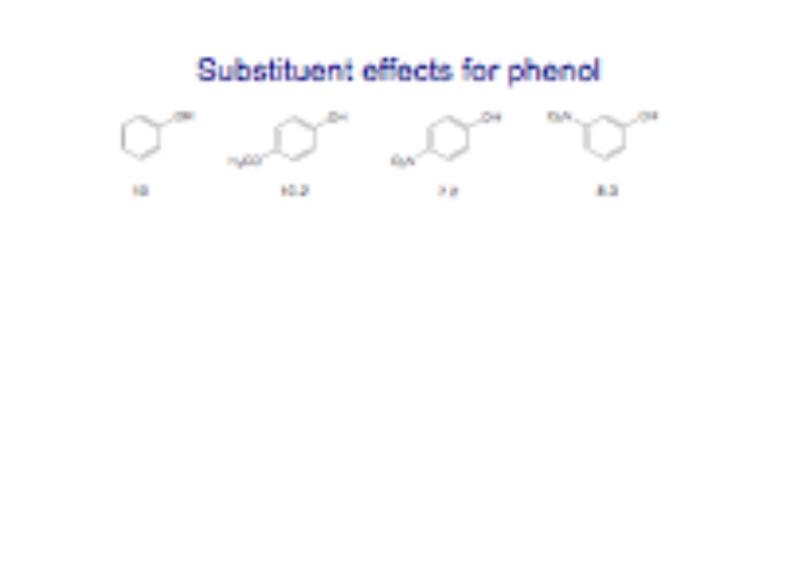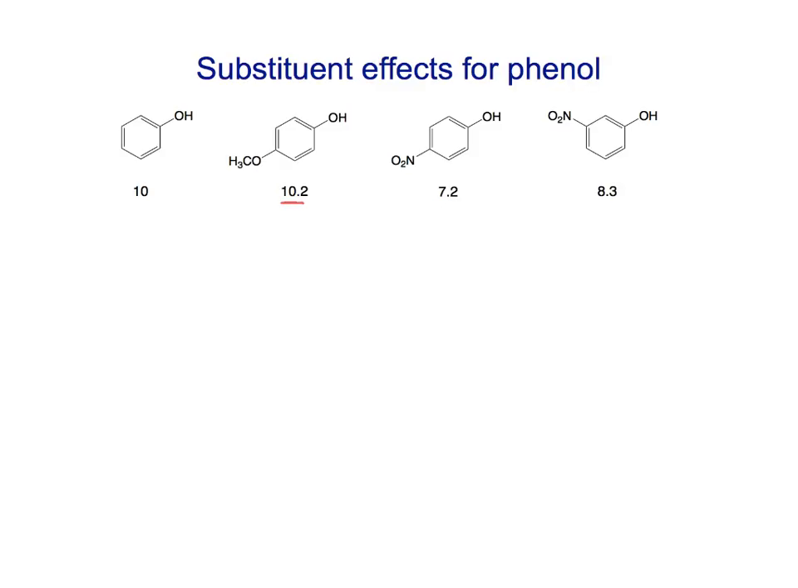They're spread over a bigger range, because they go all the way from 10.2 down to 7.2. So now there's a 3 pKa unit difference. So why is there more effect from these same substituents if they're attached to a phenol versus a carboxylic acid? Yeah, so now those groups can participate in the resonance.